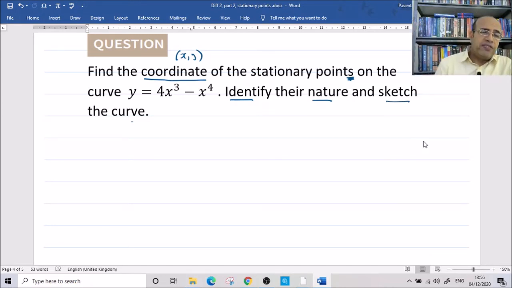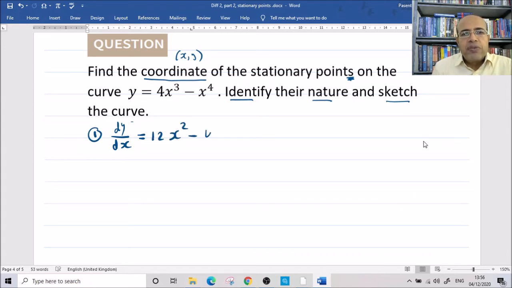Now, the first step, we find dy by dx. So it is 3 times 4, 12x squared, minus 4x cubed. This is the first step. The second step, equate this by 0 to get the stationary points.